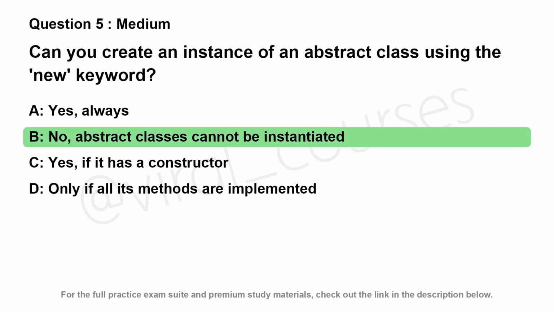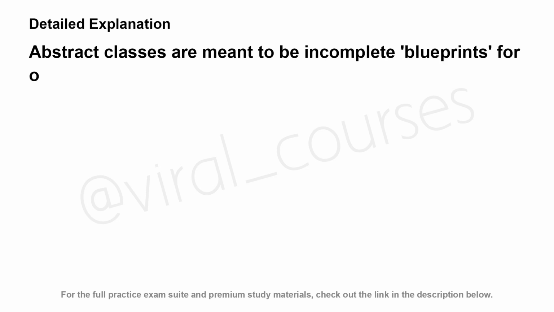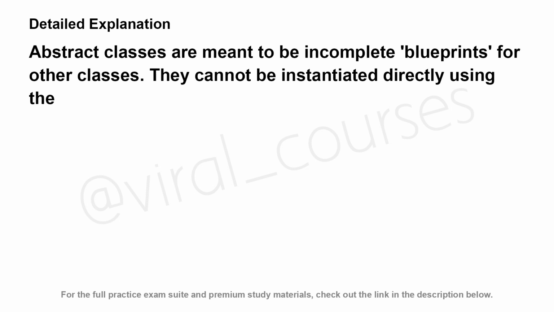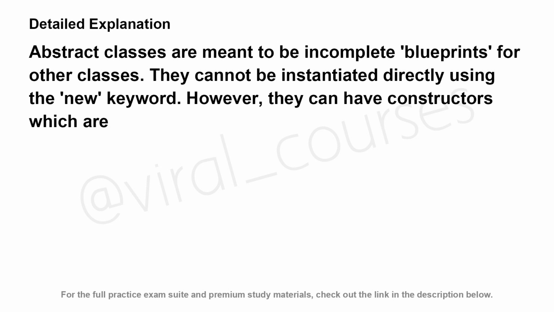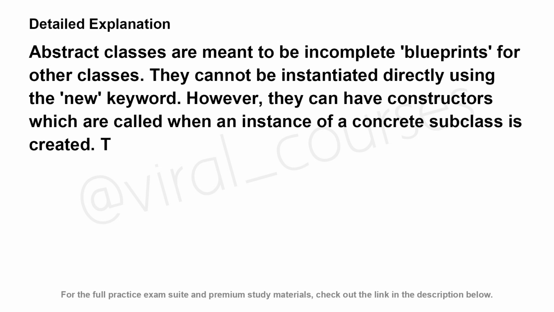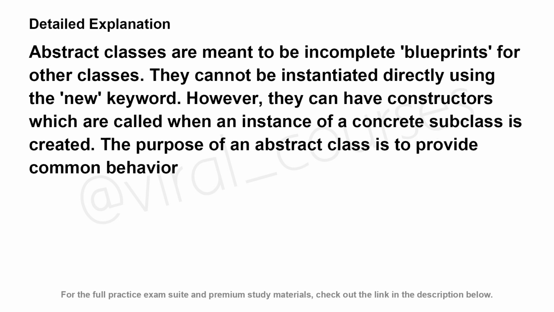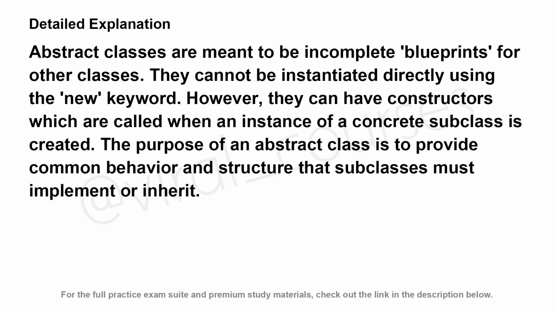The correct answer is B. Abstract classes are meant to be incomplete blueprints for other classes. They cannot be instantiated directly using the new keyword. However, they can have constructors which are called when an instance of a concrete subclass is created. The purpose of an abstract class is to provide common behavior and structure that subclasses must implement or inherit.